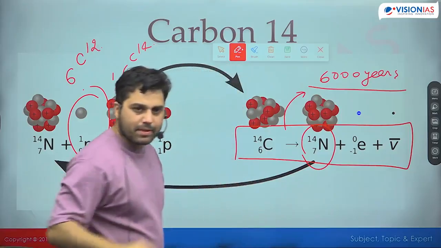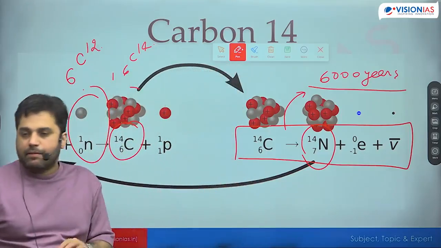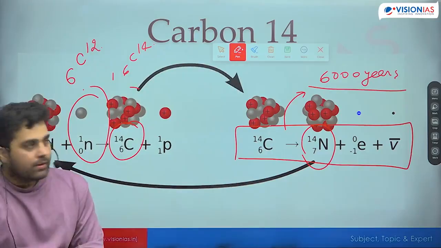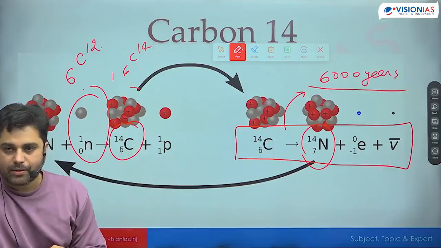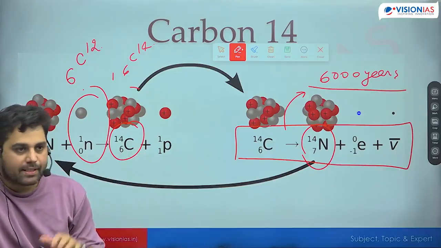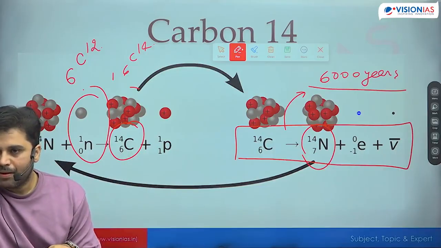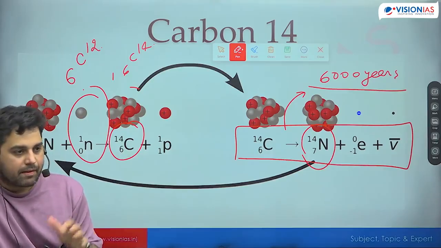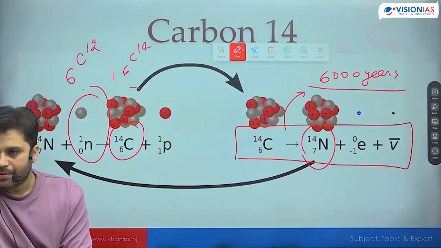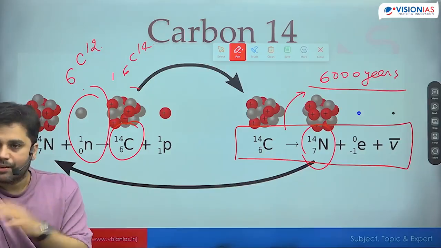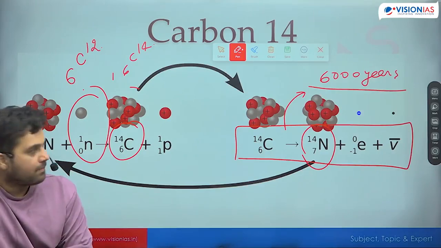So that we can remember it, 5730 will be difficult to remember. So carbon-14 has an approximate half-life of, let's say, 6,000 years. What it means is that if I start in a sample with carbon-14, then every 6,000 years, half of that carbon-14 will decay into nitrogen. In the next 6,000 years, another half. In the next 6,000 years, another half.